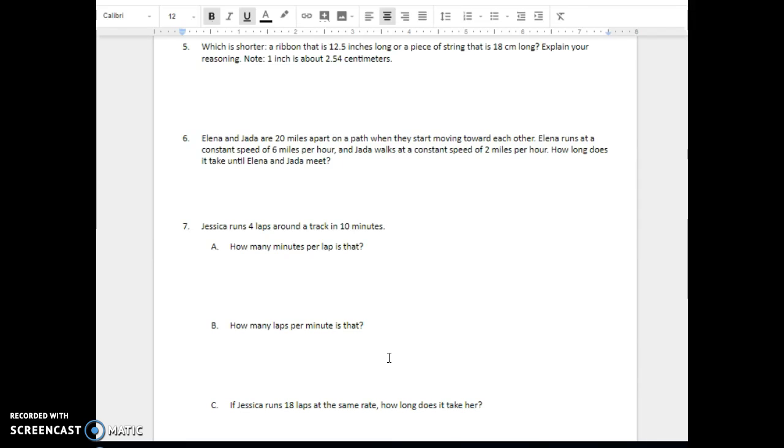Question 7. Jessica runs 4 laps around the track in 10 minutes. How many minutes per lap is that? How many laps per minute is that? If Jessica runs 18 laps at the same rate, how long does it take her?